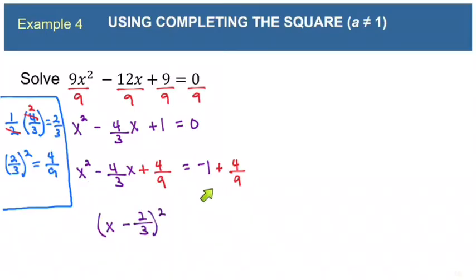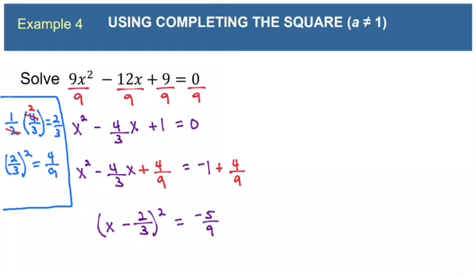And the right side is going to add up to -5/9. Now you could do this on your calculator, but I really hope you don't need to. -1 is equal to -9/9. -9/9 plus 4/9 is -5/9. So the right side is -5/9.